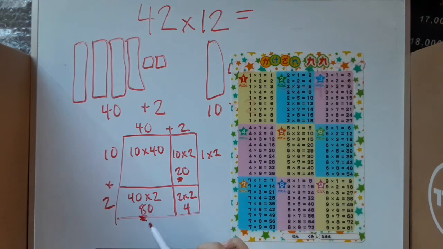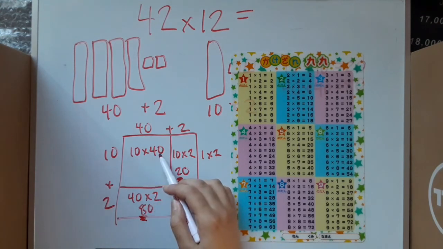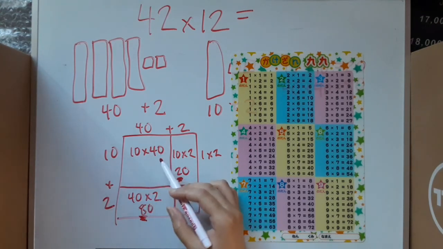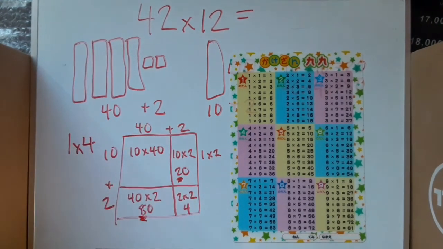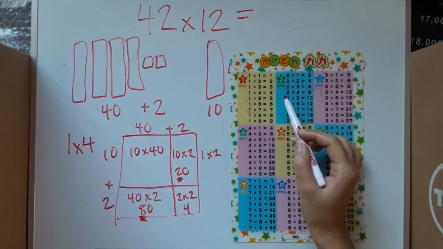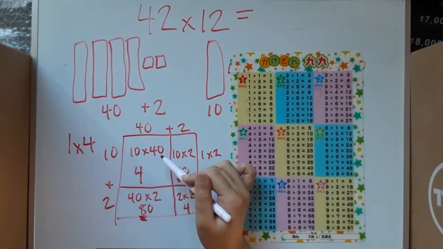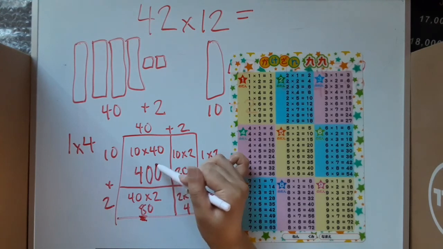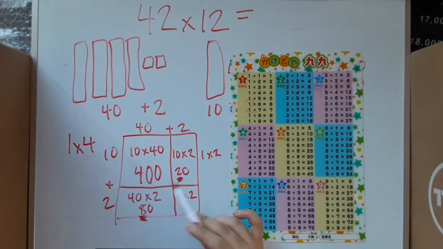We can use this trick to do 10 times 40. There's 2 zeros, but if we ignore them, it looks like 1 times 4, and we can find 1 times 4 on our multiplication chart. 1 times 4 equals 4. There's 2 zeros in the problem, so we can add 2 zeros on the end of the 4. And our answer is 400.